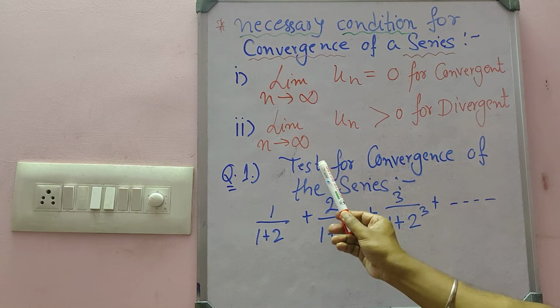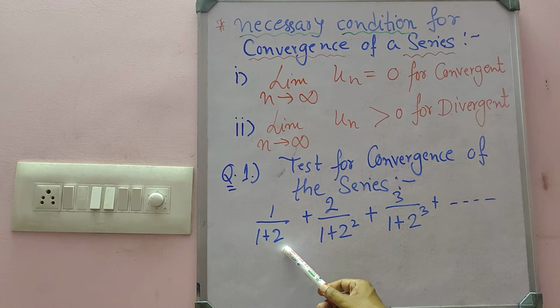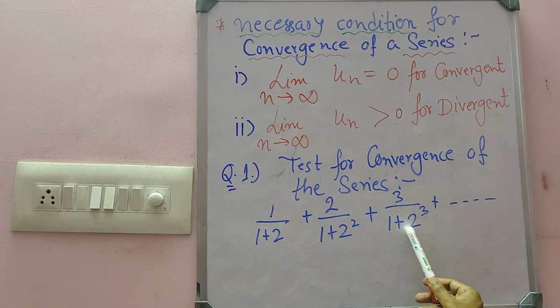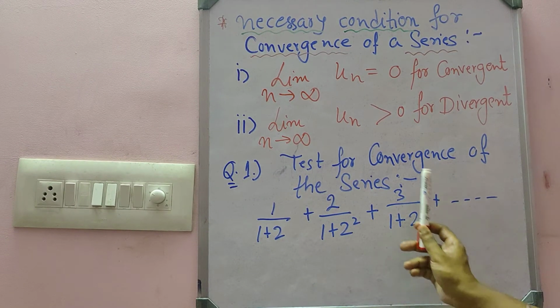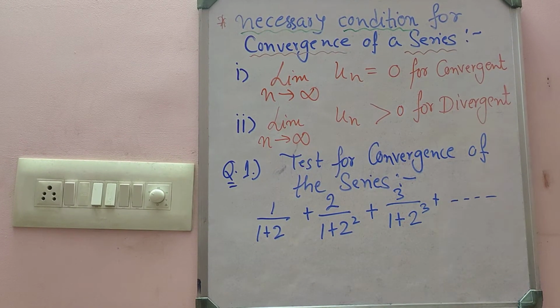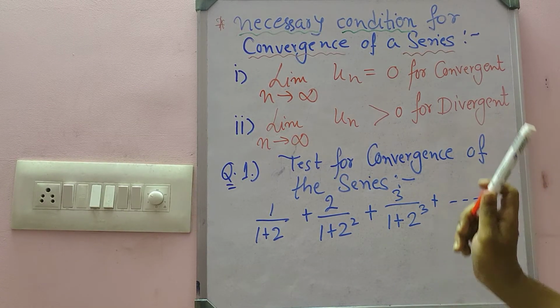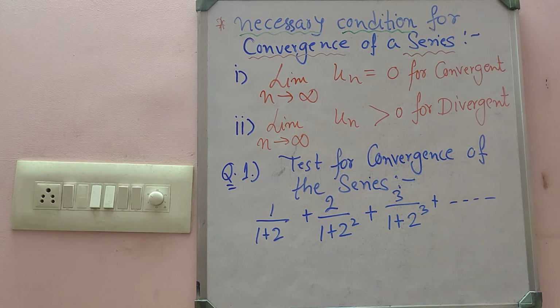First problem: test for convergence of the series 1 by 1 plus 2, plus 2 by 1 plus 2 square, plus 3 by 1 plus 2 cube, and so on. First of all, in any kind of series test, we first have to find the n term and the n plus 1 term.